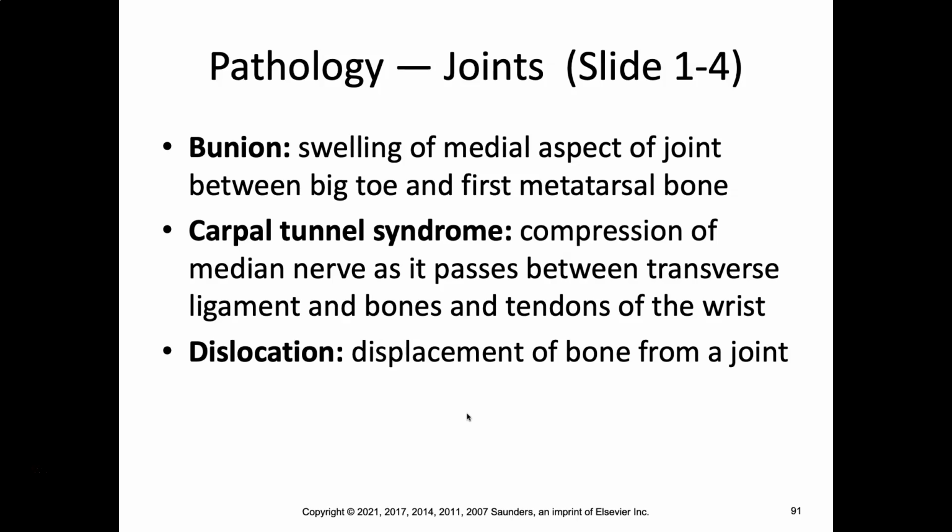Carpal tunnel syndrome. Most anyone who's used a keyboard has heard about this. It's where your median nerve between your wrist and your hand gets compressed, and they have to do a carpal tunnel release, which is where they go in and they widen that space back out so that that nerve is not so compressed. And then you can dislocate a joint. If you've ever heard of someone with a dislocated shoulder where it's come out of place and it had to be put back in, it's very, very painful.